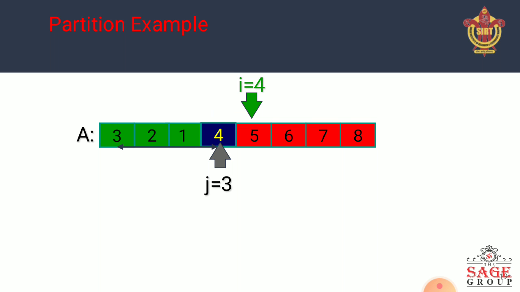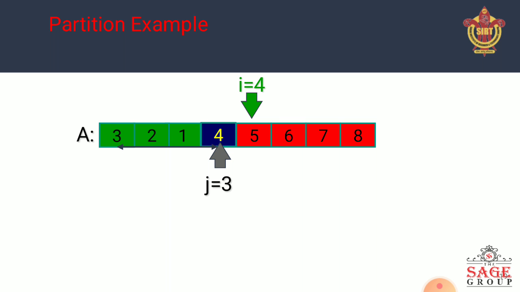In partition, we have said that when we swap the pivot element with the j index value, this is where our first divide approach is applied. So with respect to 4, we have retrieved two lists, green and red. The green list is the first part, which contains elements lesser than the pivot, and the red part contains elements higher than the pivot.